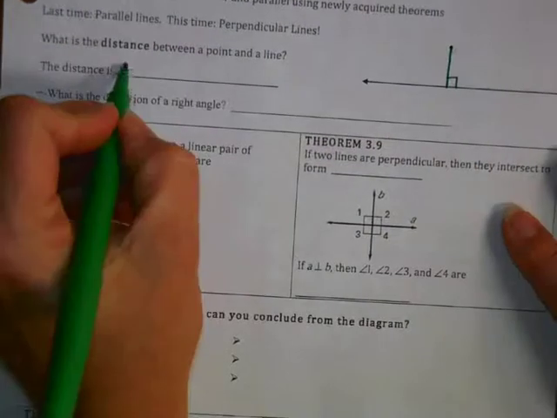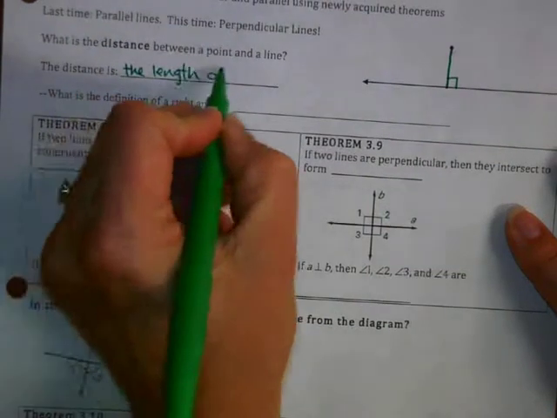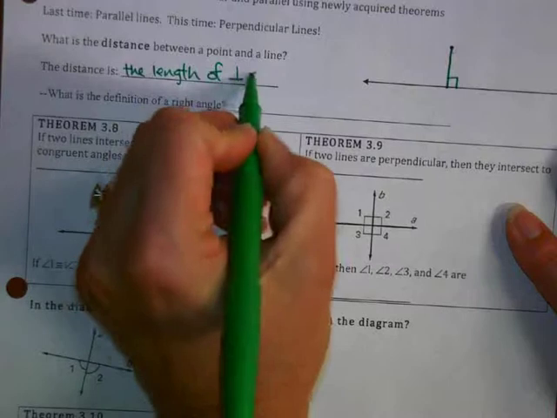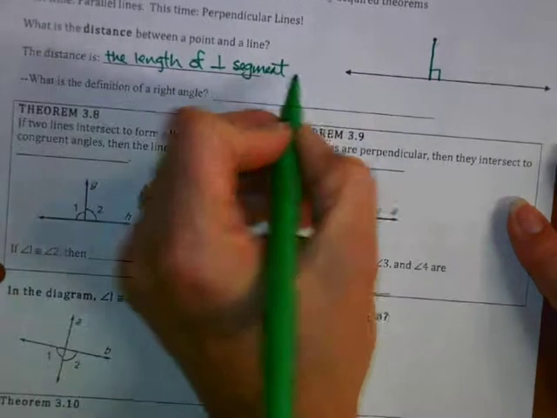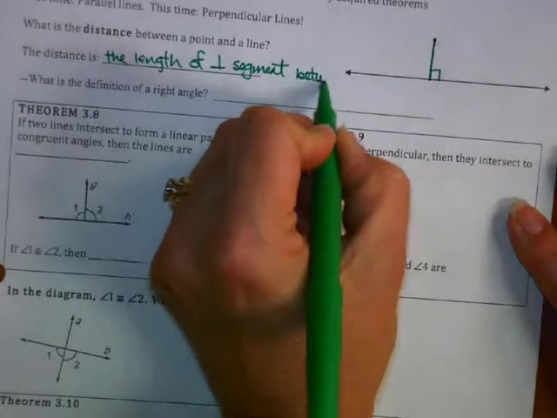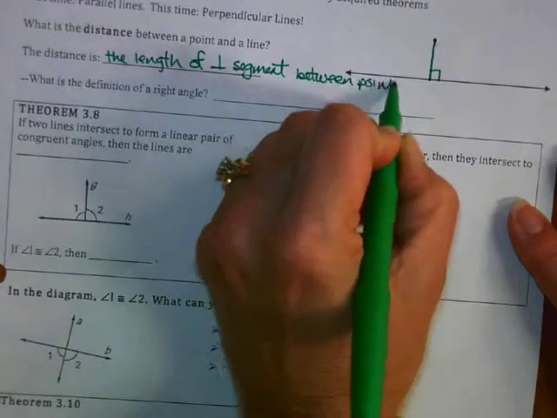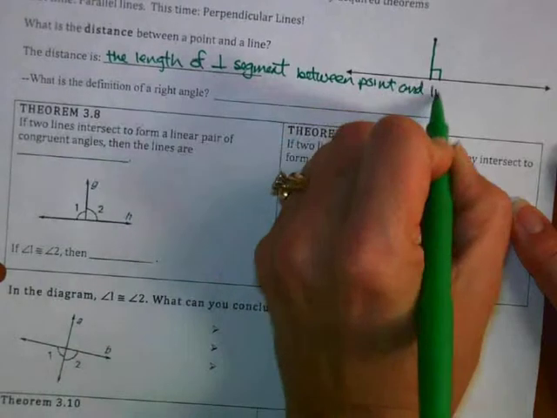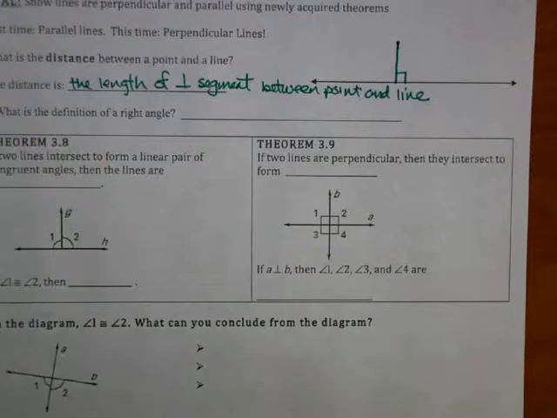So the distance is the length of the perpendicular segment between the point and the line. The length of the perpendicular segment between the point and the line.